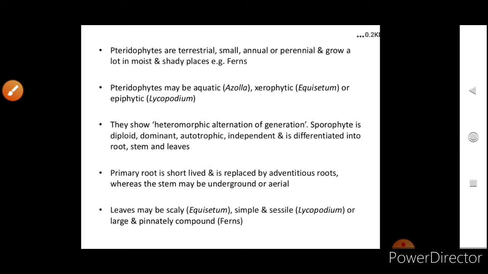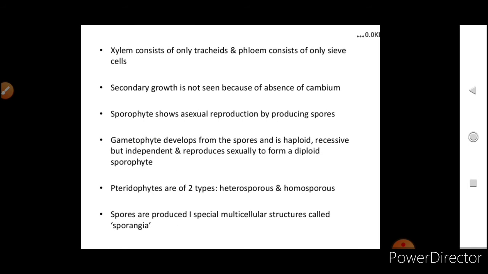Leaves may be scaly, Equisetum, simple or sessile, that is Lycopodium, and large and pinnately compound, that is ferns. There is presence of vascular bundles, and xylem will consist of tracheids. In xylem we'll have tracheids and in phloem we'll have only the sieve cells. Now you have to find out what are the components of xylem and phloem. So in xylem only tracheids will be present and in phloem only sieve cells will be present.